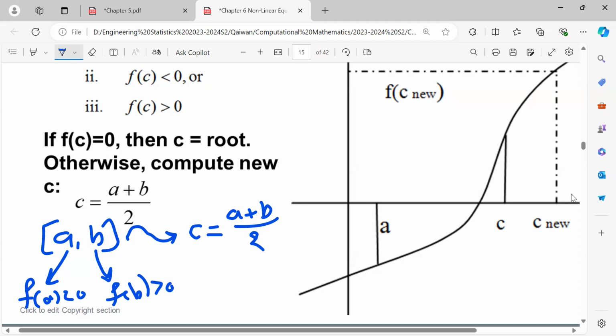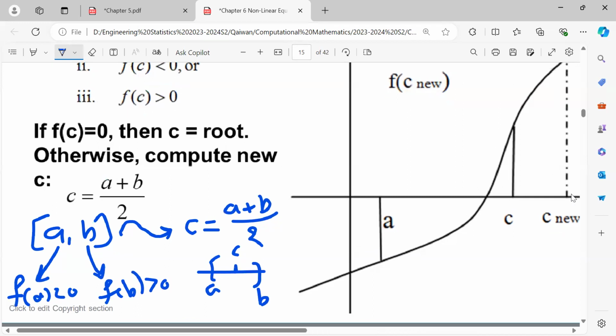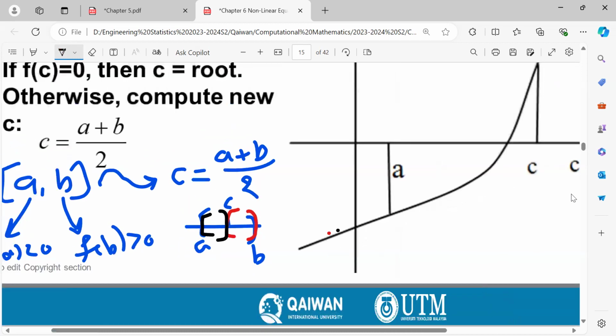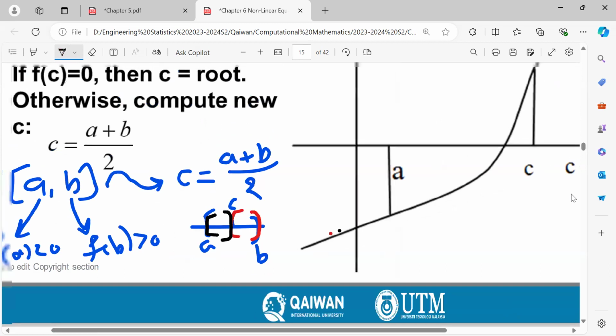greater than 0. Then, to find the new interval, we have A, B. We find C here. We must reduce the interval to half of it. The new interval is either CB or AC. Which of these should we choose? We must first find the sign of f of C.